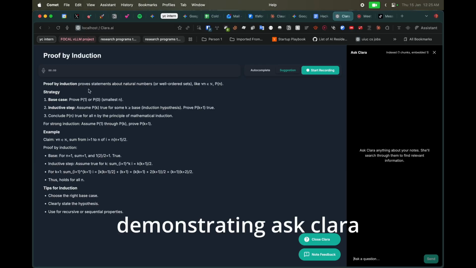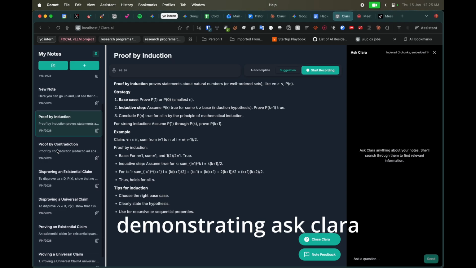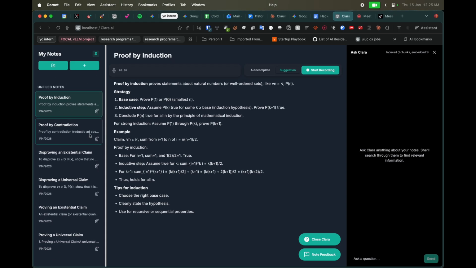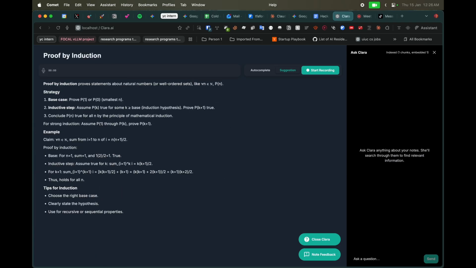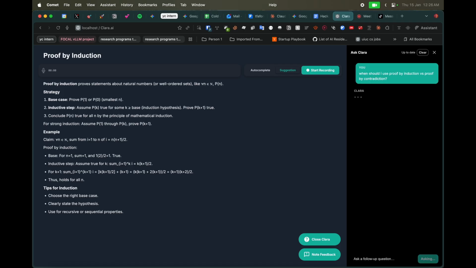The next feature I'll be talking about is Ask Clara. Ask Clara is a critical thinking AI assistant that helps you explore, connect, and synthesize insights across your note collection using retrieval augmented generation. For the Ask Clara feature, I'll be asking questions about proofs, and as you can see, there's a lot of notes I already added beforehand for different things related to proofs. Let me ask a general question, something like, when should I use proof by induction versus proof by contradiction? Clearly this is not the easiest question to answer, it takes some insight, but let's see how the AI performs.